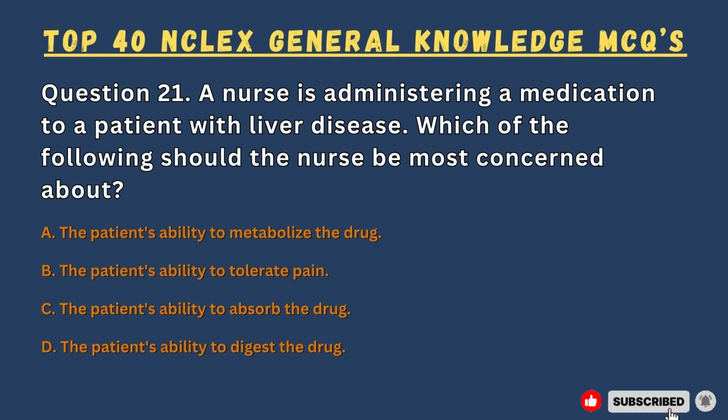Question 21. A nurse is administering a medication to a patient with liver disease. Which of the following should the nurse be most concerned about? A. The patient's ability to metabolize the drug. B. The patient's ability to tolerate pain. C. The patient's ability to absorb the drug. D. The patient's ability to digest the drug.